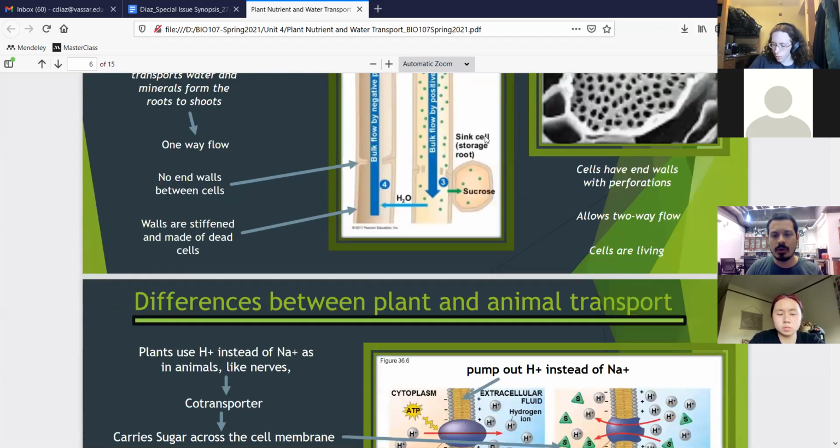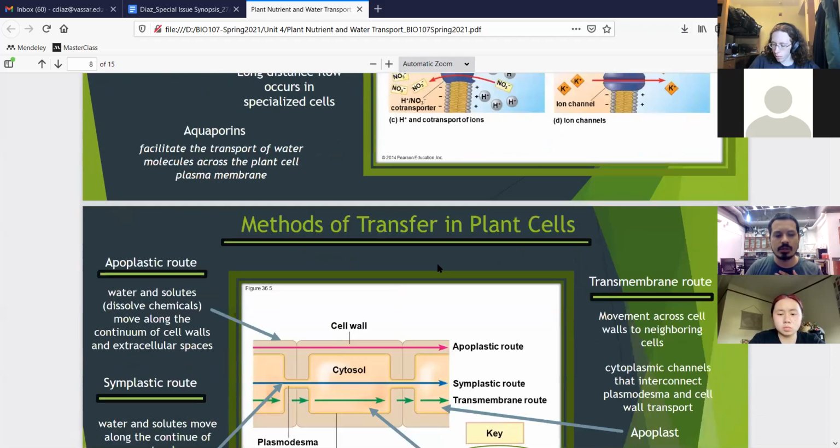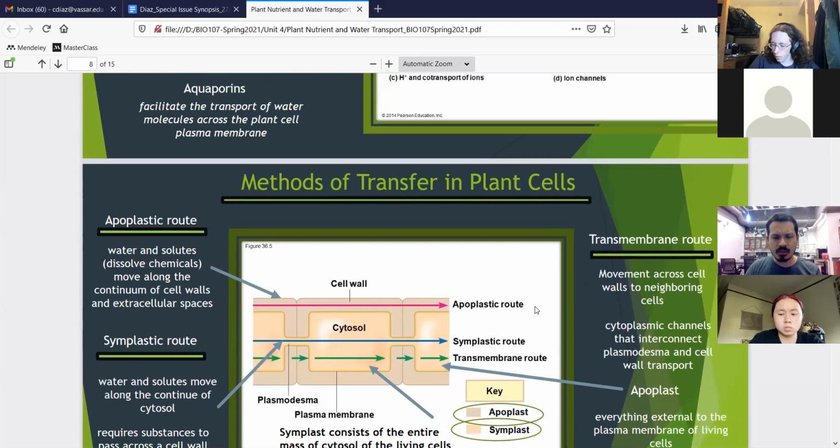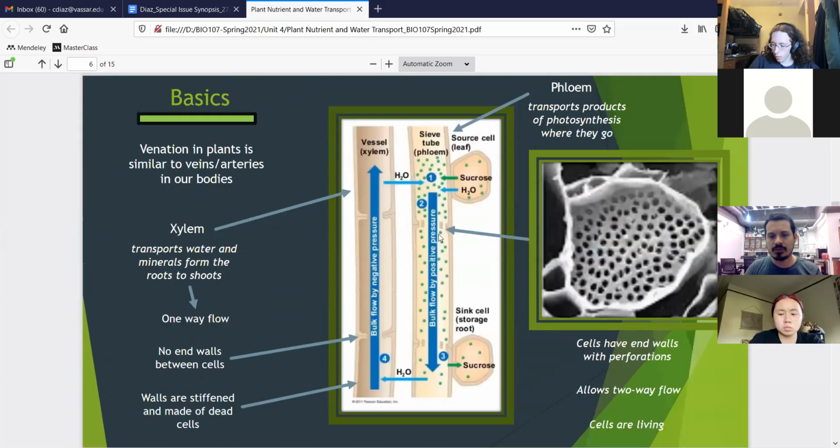And then for the phloem, it's primarily also going to be going through this symplastic route, but depending on what needs to be pumped, it's also able to use the transmembrane route. For instance, when you think of the phloem, there are these walls where they allow two-way flow, and they have these capillaries and pores to allow stuff through. So you're pumping things through a membrane, but also through these barriers in between the cells.